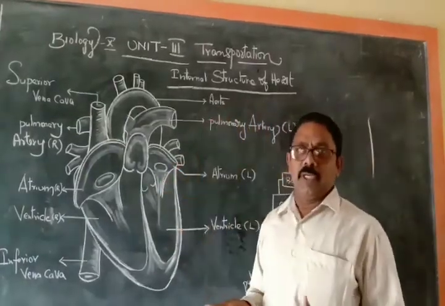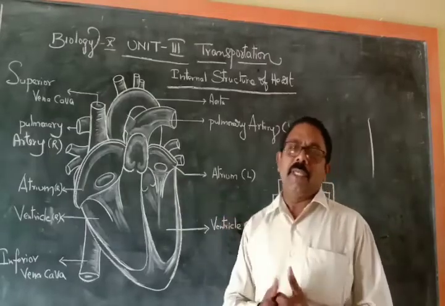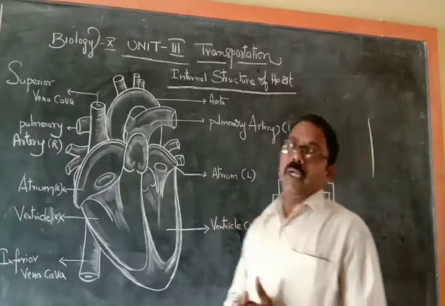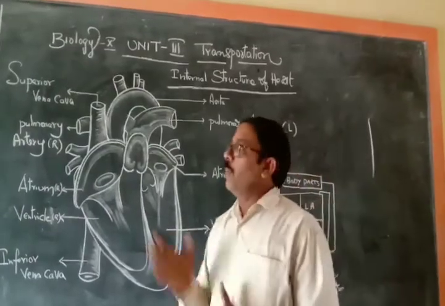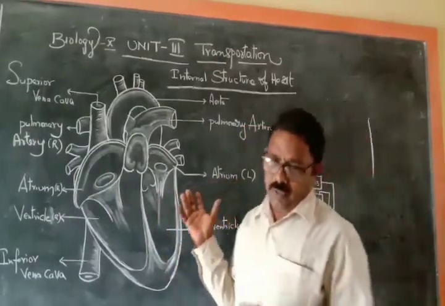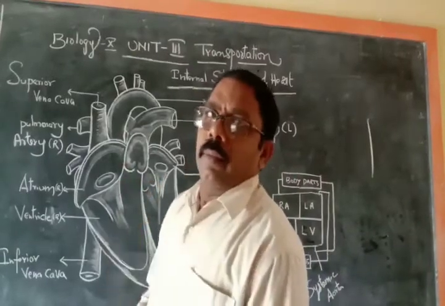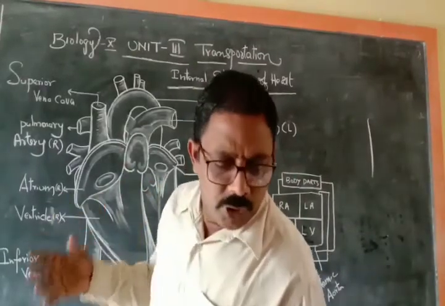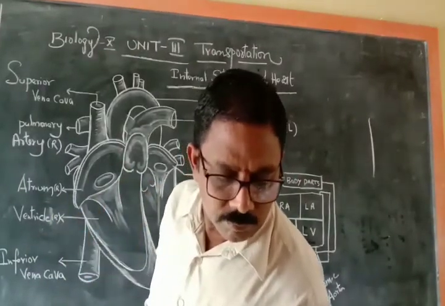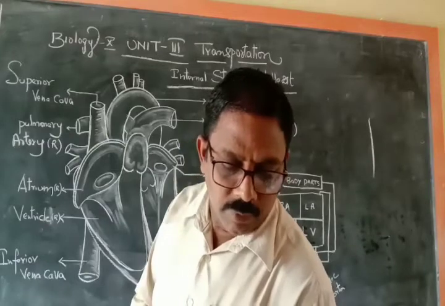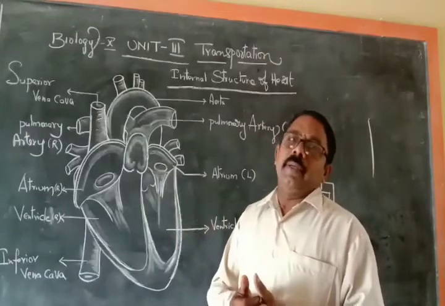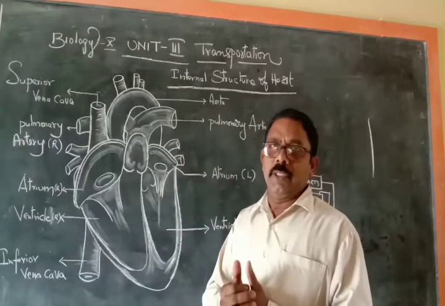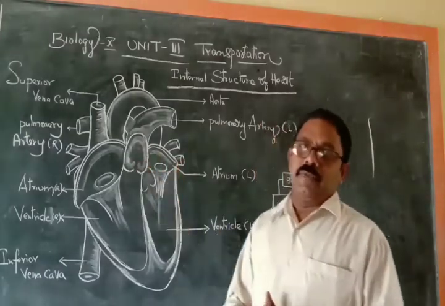In every human being, the heart is a fist-sized, pear-shaped organ. The anterior position of the heart is broad and the posterior end is pointed. So those are the external features.